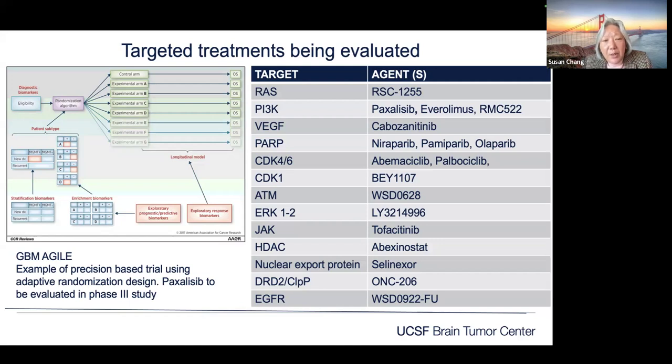Because you can do this with concurrent arms, there is an efficiency in getting this information. Also, because you have one control arm, it allows for these studies to be done. The hope is that it's done in a much more efficient manner, where you receive a signal regarding efficacy to decide which arm should be continued in a larger phase 2 or phase 3 trial. And it's interesting that paxalisib is actually going to be studied in a phase 3 study as a result of being evaluated in GBM Agile.